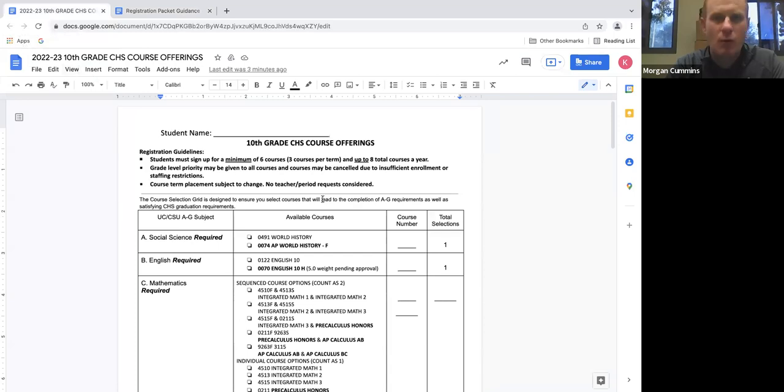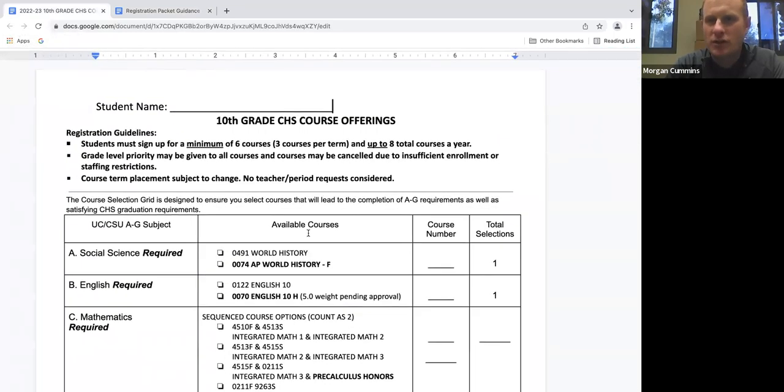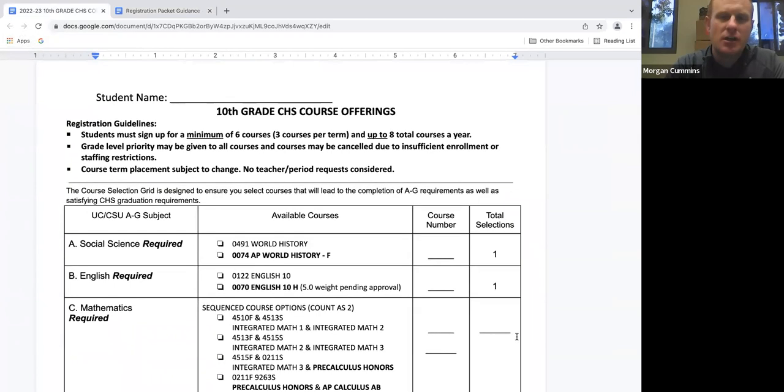What we want to spend our focus on today is determining which classes you want to sign up for next year. Keep in mind the students have to sign up for at least 6 classes, and you have the choice of taking up to 8. So you can take 6, 7, or 8 classes next year. Grade level priority may be given to older students, so make sure that we take the classes that you want, but also sign up for some alternates that we'll hit on at the end. And so course placement is subject to change. You cannot pick which terms you want particular classes unless they are already designated to happen in a particular term. So here we go, let's walk through it.